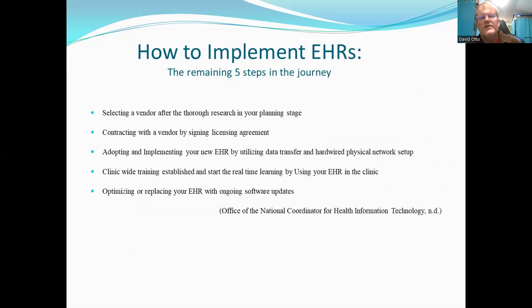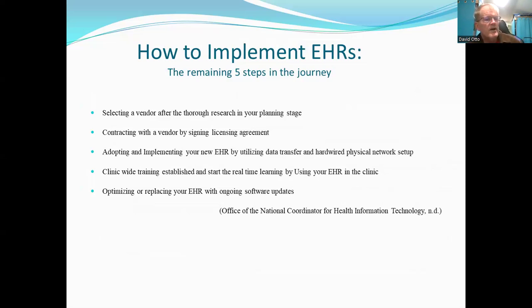One is selecting a vendor after you've thoroughly completed your planning stage, which we just covered in detail on the last slide. You need to contact that vendor and make sure you get licensed, pull the lever, sign on the bottom line, push the green button, get all set to go and adopt and implement this new EHR, utilizing the data transfer and hardwired physical network setup that we talked about in the previous slide.